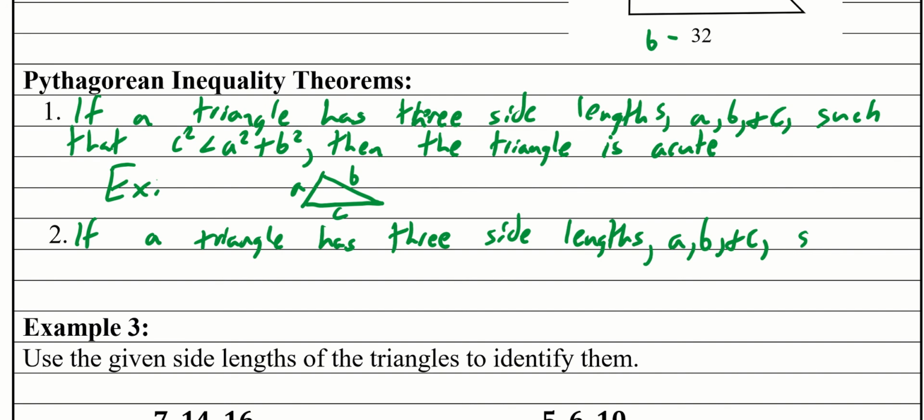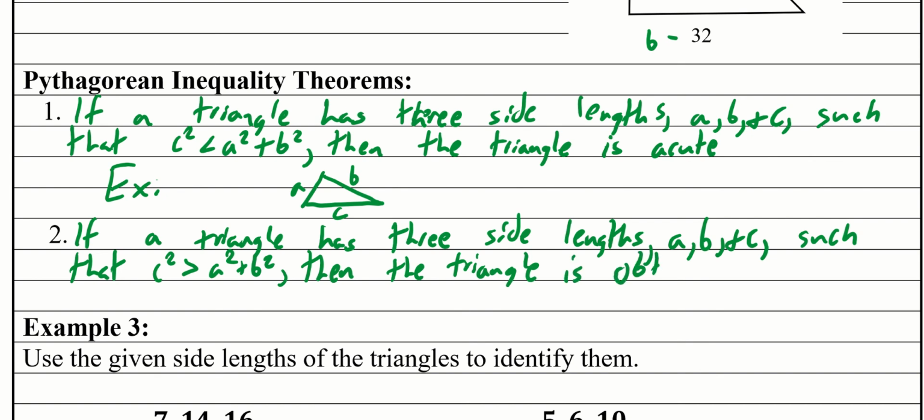Okay, and this time let's say such that C squared is greater than A squared plus B squared. Okay, if this is the case, then the triangle is not going to be right, and the triangle is not going to be acute, which means the only thing left is the triangle has to be obtuse. This triangle is going to be obtuse here. Okay? All right, and again, a little example if you want to draw that to the side.